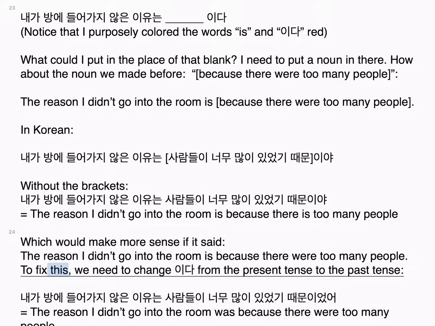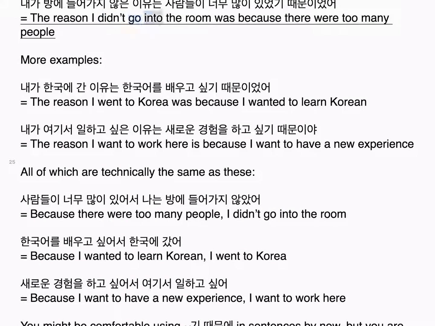To fix this, we need to change 이다 from the present tense to the past tense: 내가 방에 들어가지 않은 이유는 사람들이 너무 많이 있었기 때문이었어. The reason I didn't go into the room was because there were too many people. More examples: 내가 한국에 간 이유는 한국어를 배우고 싶기 때문이었어. The reason I went to Korea was because I wanted to learn Korean.